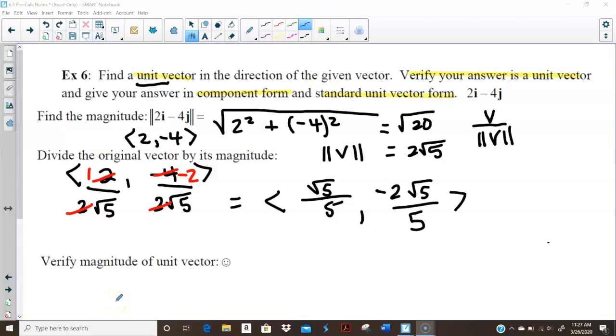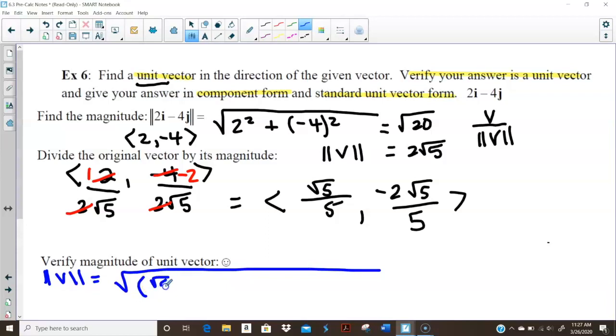So I hope that one of you answered that if I were to find the magnitude of the standard unit vector, and that magnitude is 1, then I will have verified that it's a unit vector. So we're going to go ahead and take the magnitude of vector V. That's going to equal the square root of, and you would do the square root of 5/5 squared plus negative square root of 5/5 squared.